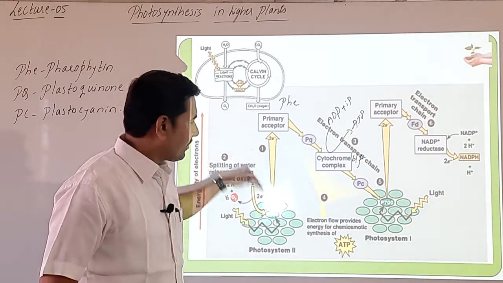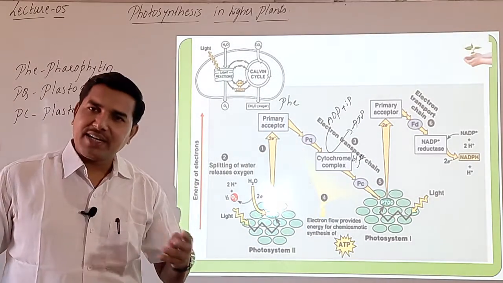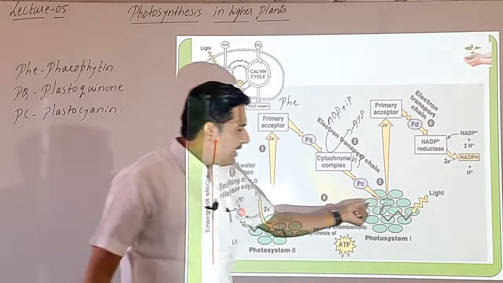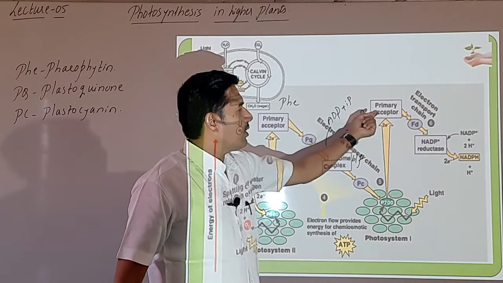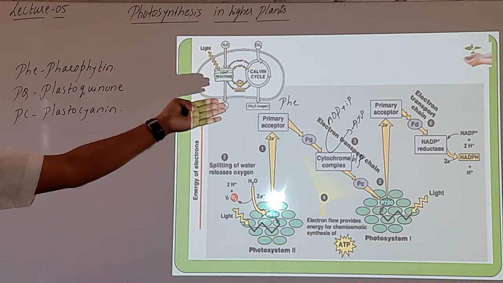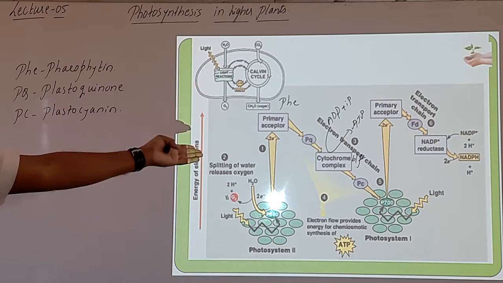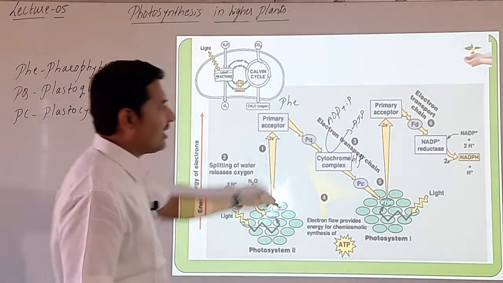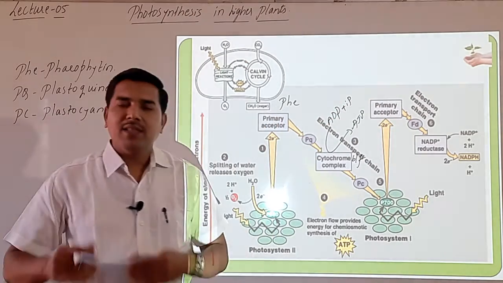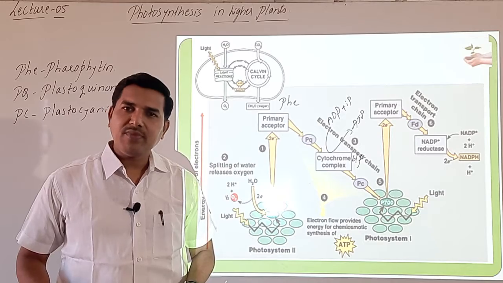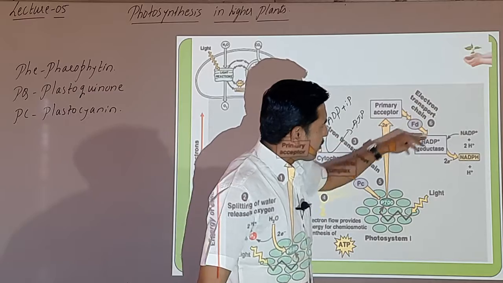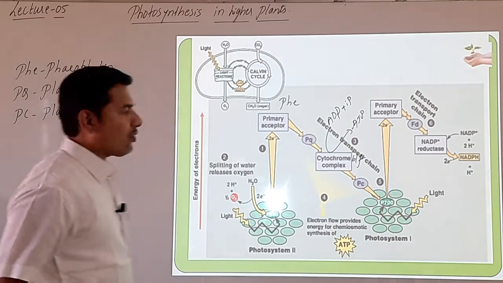Here light falls, sunlight falls, and it receives light of wavelength 700 nanometer. Then again it gets excited and it donates the electron to the primary acceptor, which we call the A0, A1 complex. Some complexes like A0, A1 come here. They are also called unknown complexes, unknown compounds. Through those compounds it is transported to FD. FD is ferredoxin.